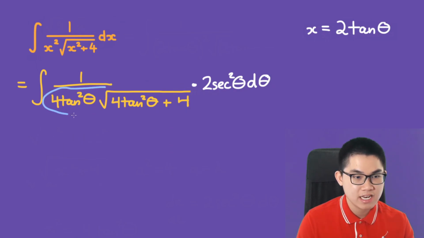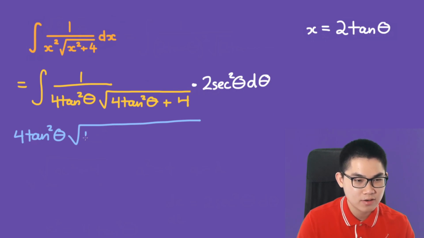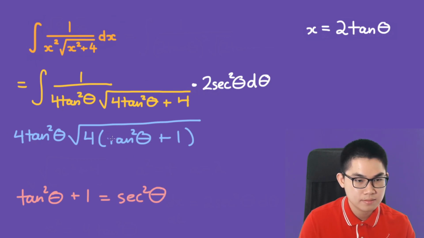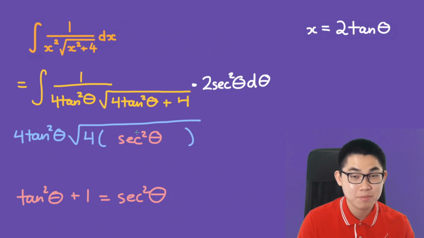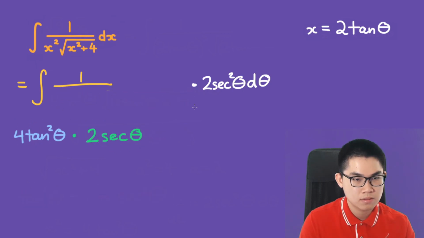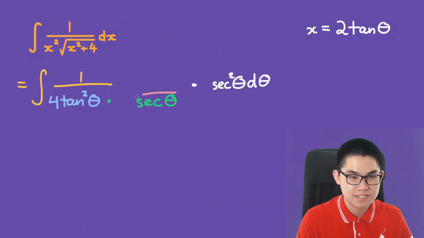Now let's solve the denominator. Let's simplify it first. We have 4 tan squared times the square root of 4 tan squared plus 4. Let's factor out the 4. So we have 4 times tan squared plus 1. And we know that tan squared plus 1 is secant squared. So let's go ahead and replace it. So what is the square root of 4 times secant squared? It's going to be 2 times secant. So this will be our new denominator. So the 2 here will cancel out with this 2. We have secant and secant squared, so they will also cancel out.